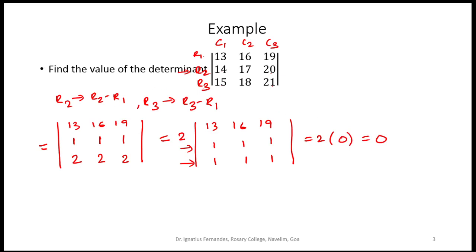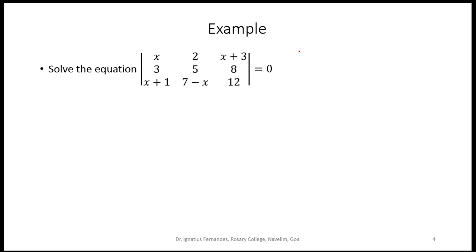So I could use these properties of determinants in finding the determinant, and this is much simpler compared to what I did in the previous slide, where I manually found the value of the determinant by the procedure we know. So this is how these properties can also be used in finding the value of a determinant.